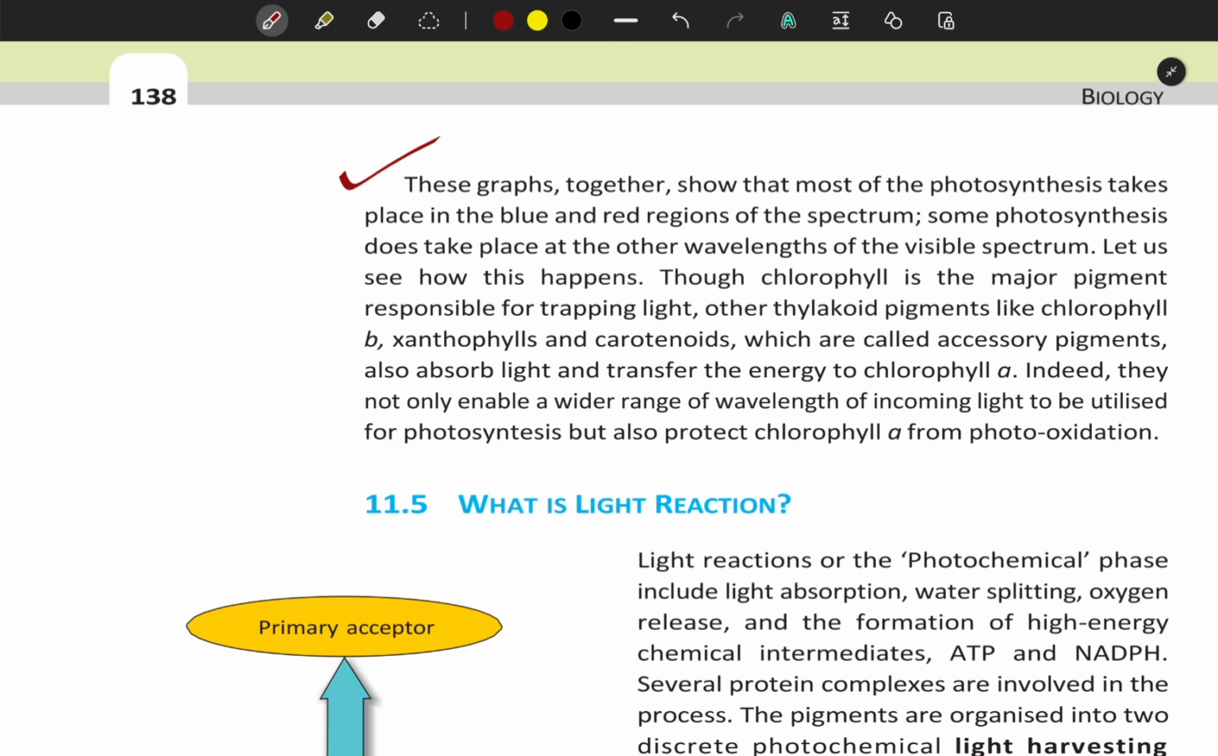Though chlorophyll is the major pigment responsible for trapping light, other thylakoid pigments like chlorophyll b, xanthophylls and carotenoids, which are called accessory pigments, also absorb light and transfer the energy to chlorophyll a. Indeed, they not only enable a wider range of wavelengths of incoming light to be utilized for photosynthesis but also protect chlorophyll a from photooxidation.